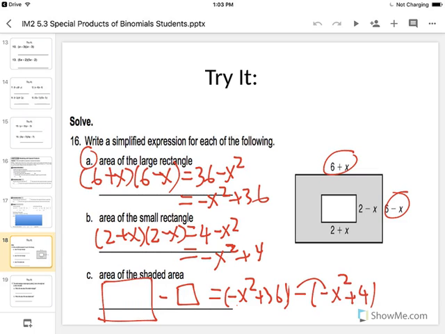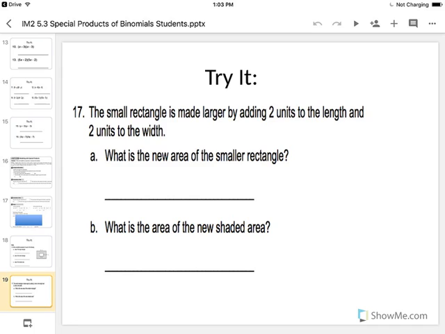So you distribute the negative in. Right, so negative x squared plus 36 plus an x squared minus 4. The x squared terms reduce to 0. 36 minus 4 gives us 32, and this is in terms of units squared. Okay, so let's go on to the next slide.